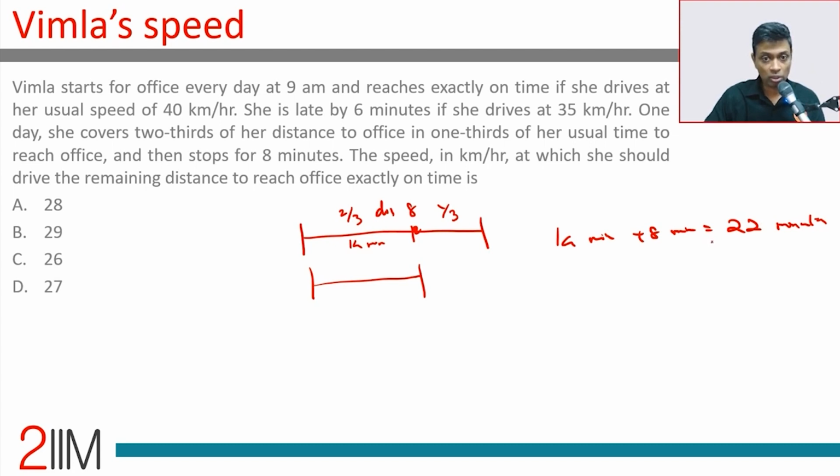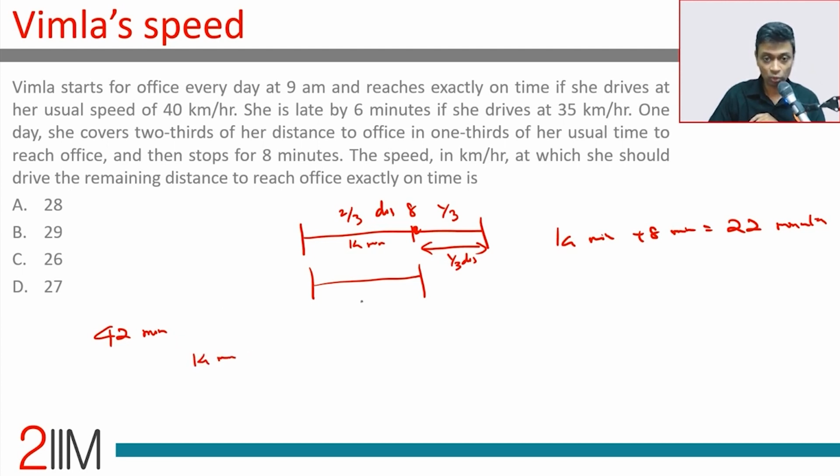At the speed in kilometers per hour at which she should drive the remaining distance to reach the office exactly on time. So the remaining distance, what speed should she travel? This is 1/3 of the distance. Don't get into finding even the distance. We can do this just as ratios. 1/3 of the distance. She usually takes 42 minutes to cover the whole distance. So the 1/3 of the distance, she should take 14 minutes.